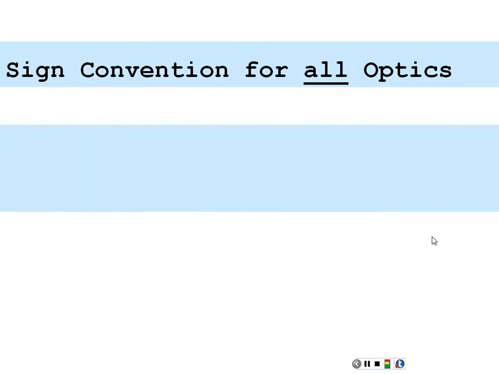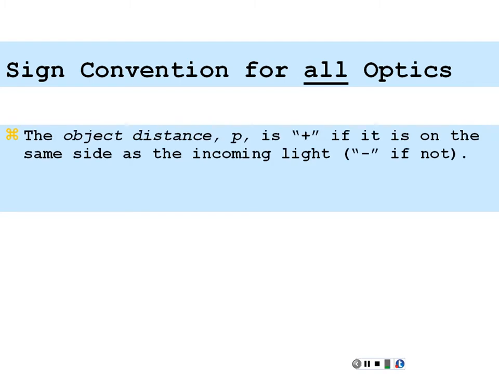We're going to look at this a little bit more closely, but we're going to state that we have a sign convention for mirrors and for all optics. This sign convention is that we'll define the object distance, P, as being positive if it is on the same side as the incoming light to a mirror or an interface or a lens or whatever. Whatever we look at in optics, the object distance is positive if it is on the same side as the incoming light.